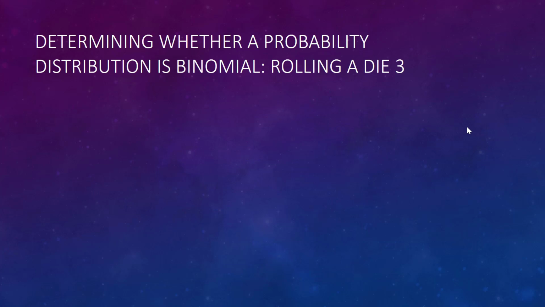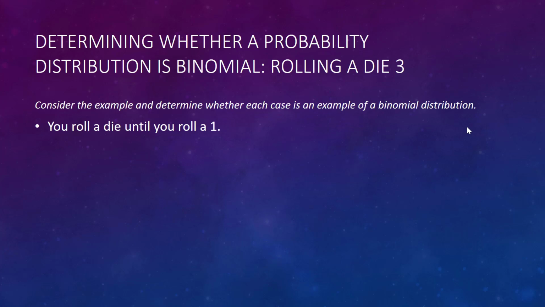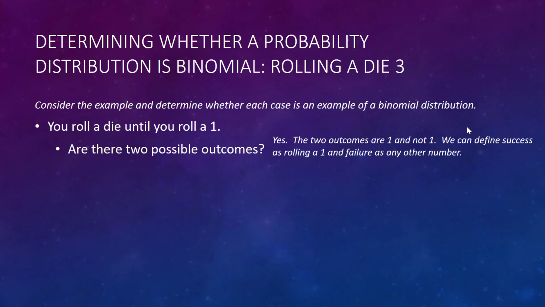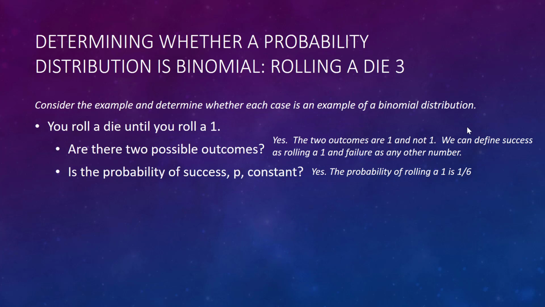Rolling a die, 3. You roll a die until you roll a 1. Are there 2 possible outcomes? Yes. So we're going to call getting a 1 success and any other number a failure. Is the probability of success constant? Yes. The probability of rolling a 1 is 1 out of 6.